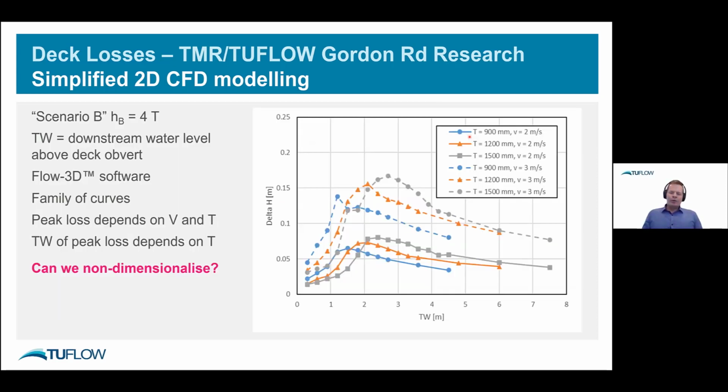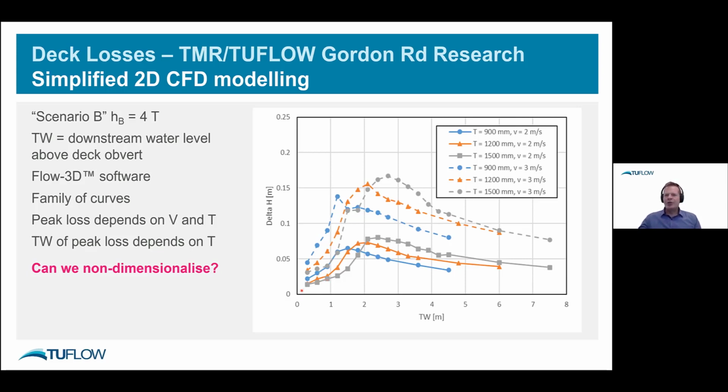So Urs ran a whole lot of these 2D CFD models. He ran them for different bridge thicknesses, 900, 1200, 1500 bridge thickness, and also for different velocities, 2 meters per second and 3 meters per second. The plot that we're showing here is the energy loss from upstream to downstream of the bridge expressed in meters, the height loss, and that's showing as a function of the tailwater value. So reasonably, when tailwater is zero, this is a 2D model, so it's got no piers. Reasonably, you would expect that when the tailwater is zero, that when the water sits underneath the soffit of the deck, that there would be no associated energy loss with the bridge.